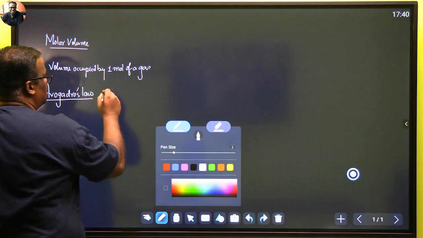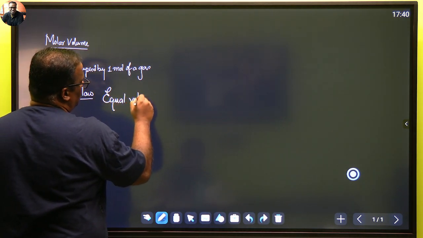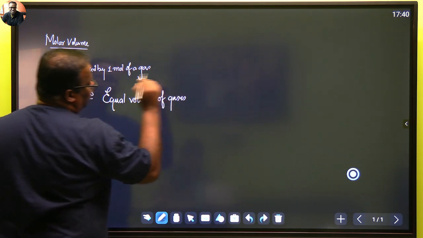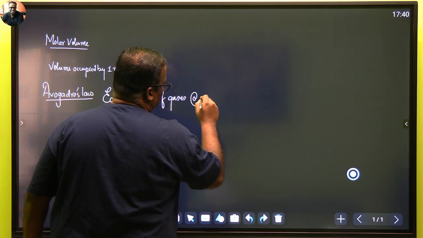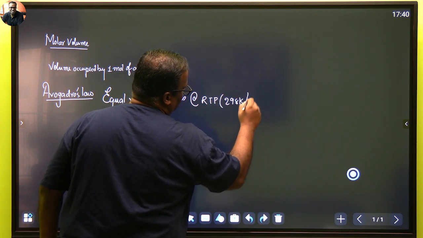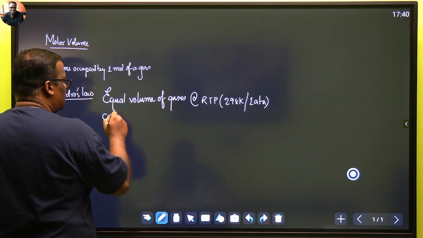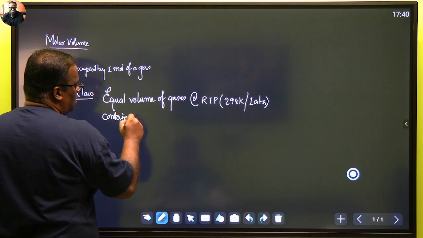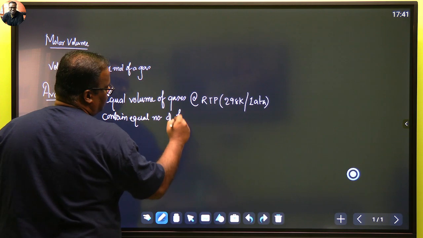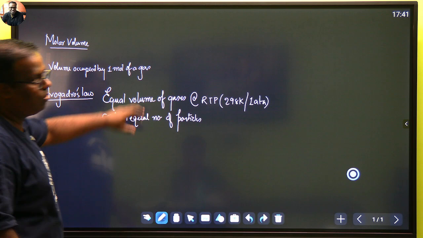Avogadro's law tells us that equal volume of gases at RTP, that is 298 Kelvin and 1 atmosphere pressure, contain equal number of particles. This will not be understood like this, for now keep the statement in hand.